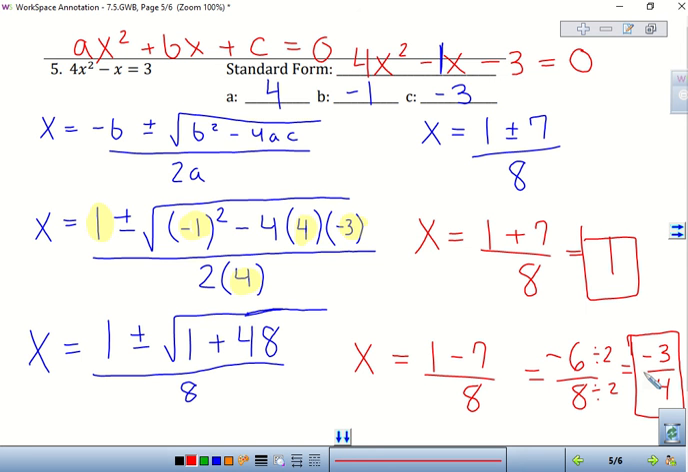So what about from here? Does anybody have any questions from here? Oh, the 7 comes from 1 plus 48, which is 49, the square root of 49.